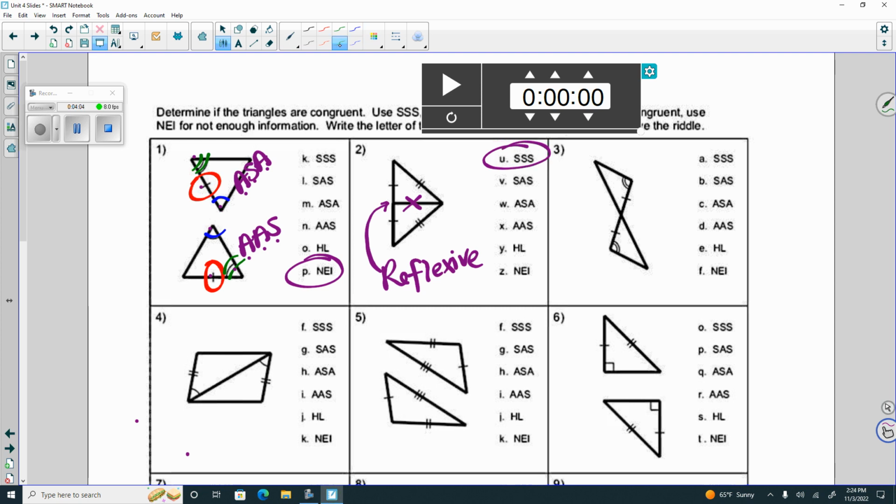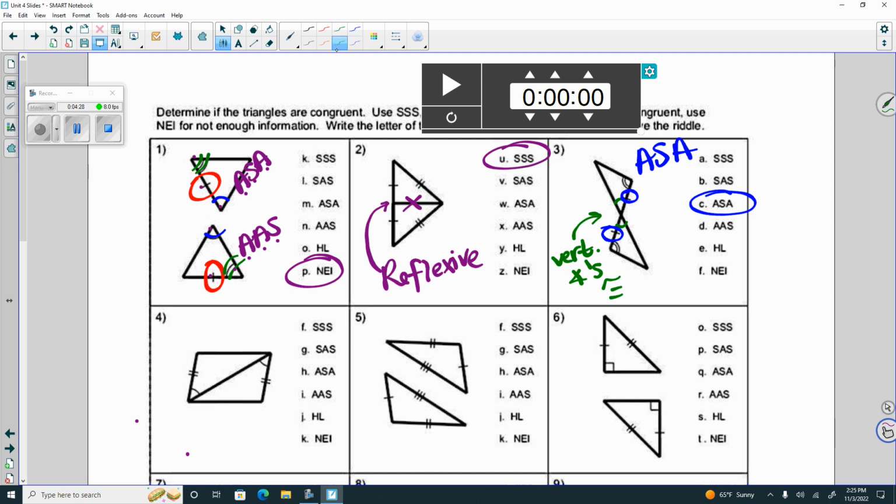In number 3, we should notice that we have 2 angles that are vertical. So these vertical angles are congruent. And now if you look at these 2 triangles, we have a side between 2 angles that are congruent. So we have angle, side, angle. So that is our answer for number 3.